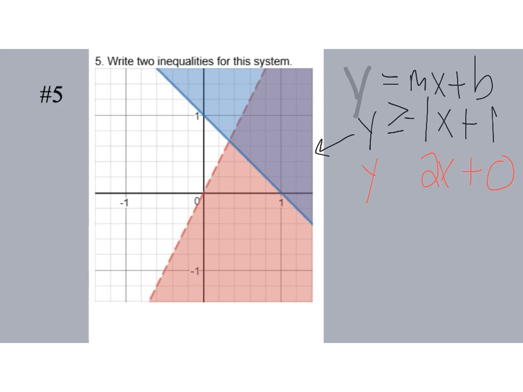And now we need to do our inequality symbol. Since we have a dotted line here, this is going to be either greater than or less than. The shading is below, so we know it is a less than. Alright, so finally, now we have our two inequalities for this system. These two match up with that graph.